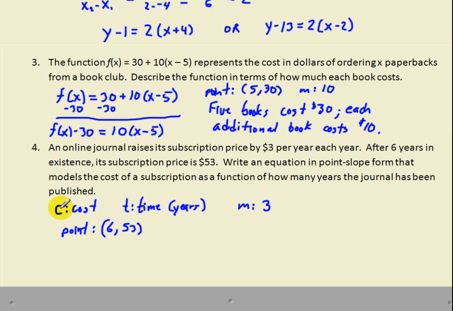And what that gives us then is C is our cost, that's our output. It depends on the amount of time that the journal has been in business. So we're going to have C minus the cost at this point, 53, is equal to our slope of 3, and then T, our input, how many years this has been going on, minus our given value here of 6. And there's our equation. C minus 53 is equal to 3 times T minus 6. So if you want to determine how much this is going to cost after 10 years, you would substitute 10 for T and go ahead and evaluate and calculate C.